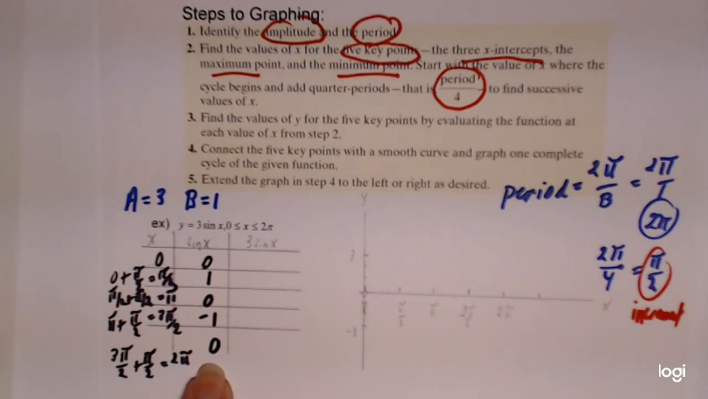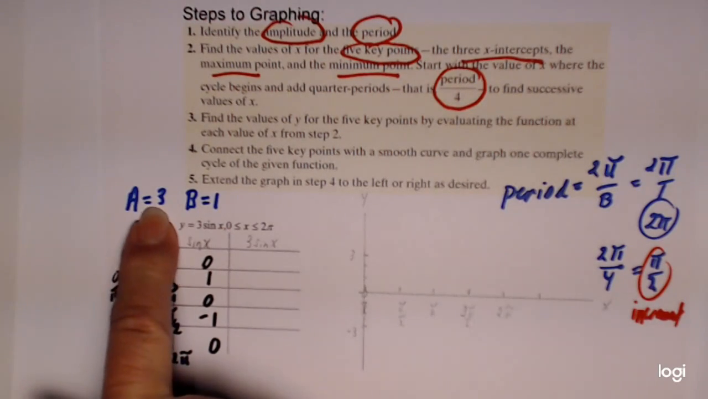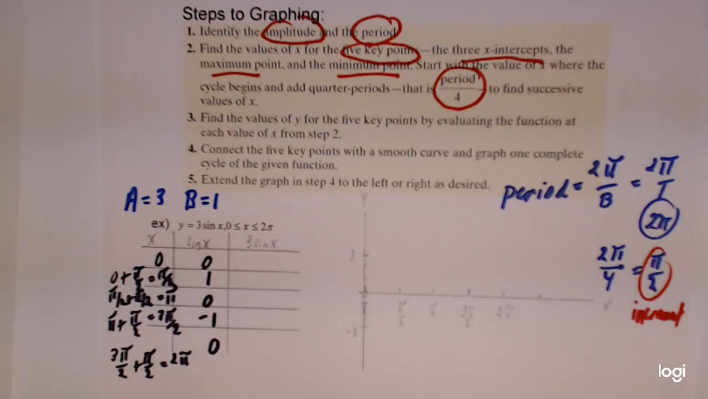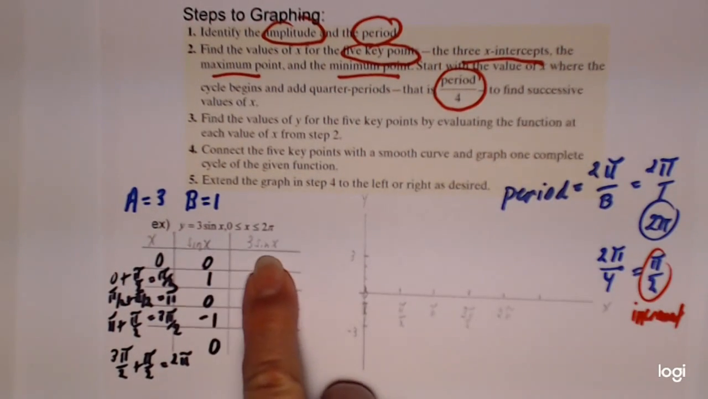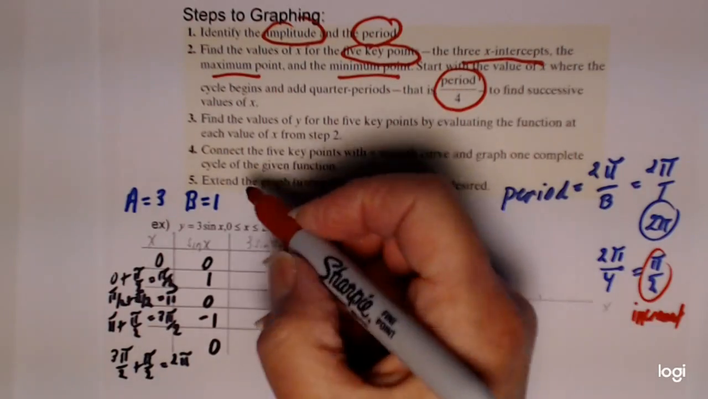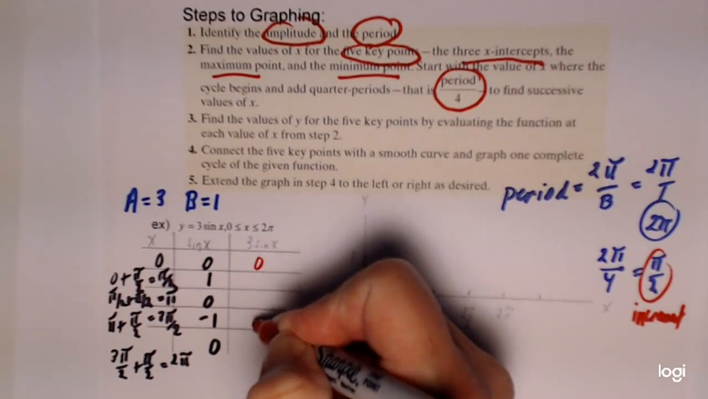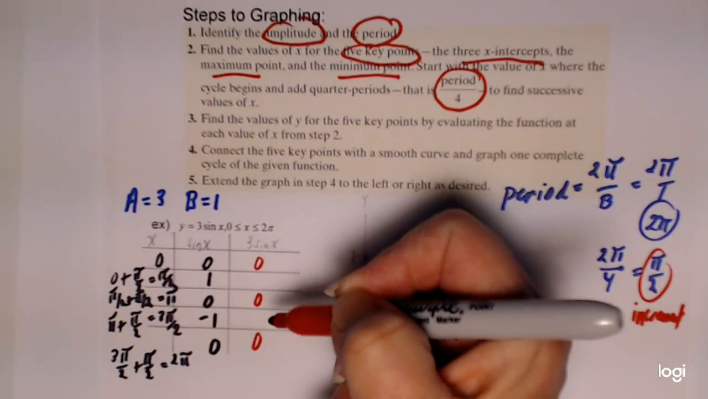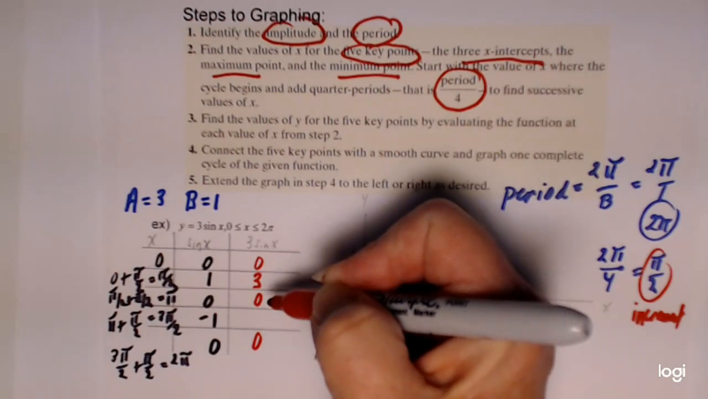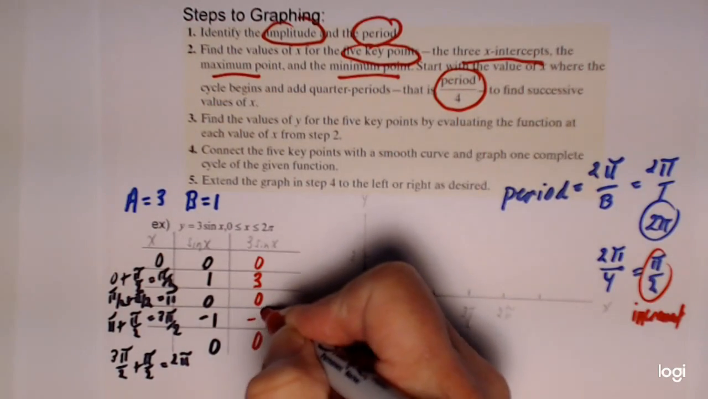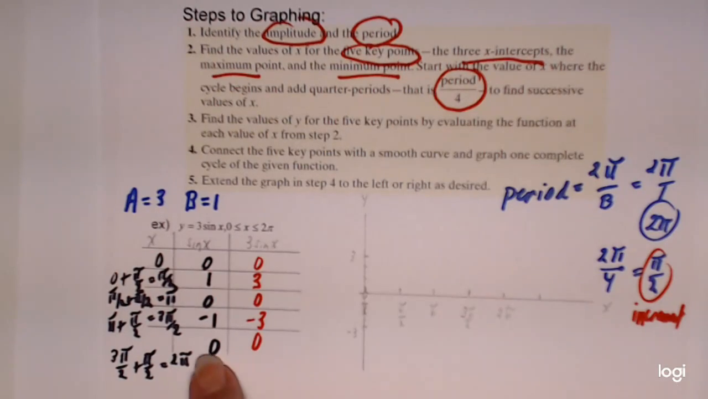However, in this particular example, our amplitude has changed. Our amplitude is not 1 as it is in a basic sine function, our amplitude is 3. So for our final information for purposes of graphing, we have to take all our sine values and multiply them by 3. So all the intercepts are going to stay the same of 0 because 3 times 0 is just 0. Our max, which was at 1, is now going to be 3 because 3 times 1 is 3. And our min is going to be -1. 3 times -1 is -3.